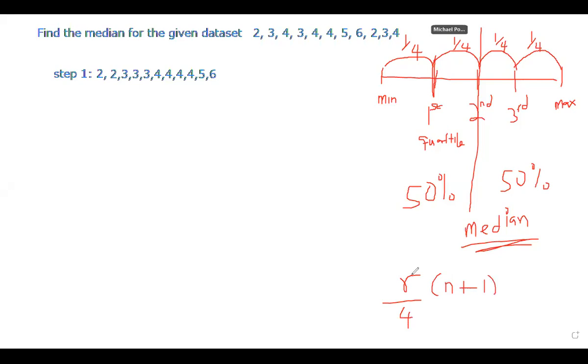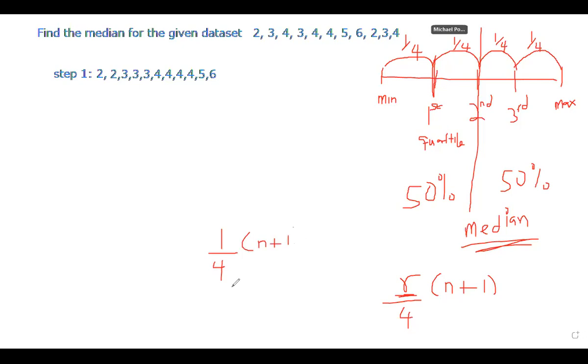Now the R we are talking about here is the value for the quartile. So if it is the first quartile, the formula will be what? For the first quartile, R will be 1. Second quartile, R will be 2. Third quartile, R will be 3. So if it's the first quartile, it will be 1/4 into bracket what? N plus 1.